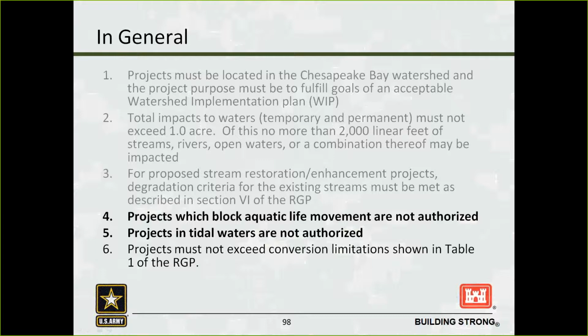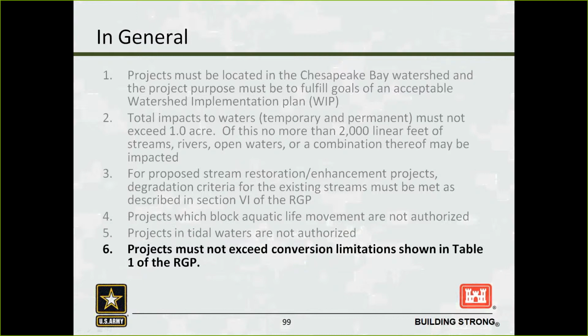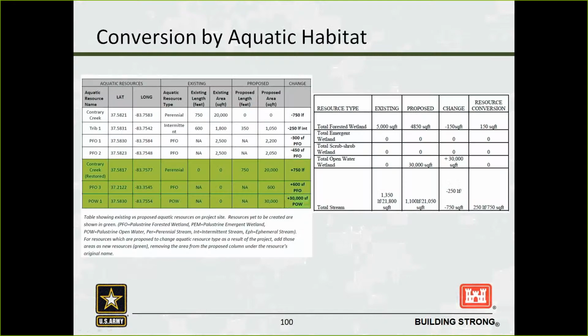Then, we met number 4 by designing our project to facilitate aquatic life movement. There are no cascades or dams proposed in this project, which would block movement, and clearly our project is not in tidal waters. That leaves number 6, determining whether we meet the conversion limitations shown in Table 1 of the RGP. I quantified conversion on our site and categorized by aquatic resource type from our existing versus proposed table on the left.